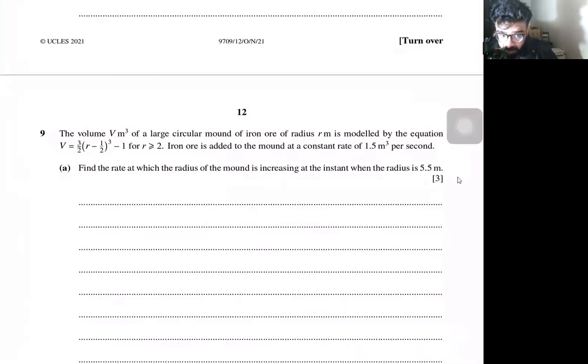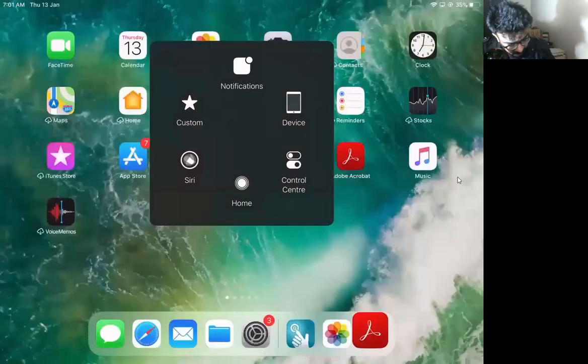Question number 9 is from the topic rate of change, differentiation. So this question is worth 6 marks. So let's start solving this.